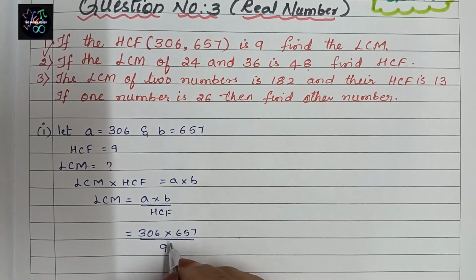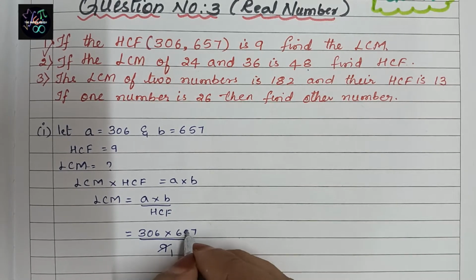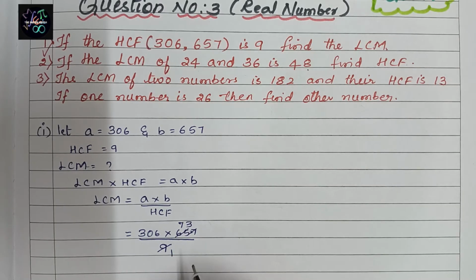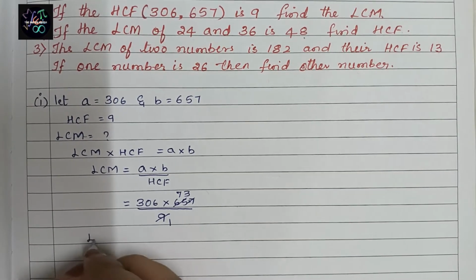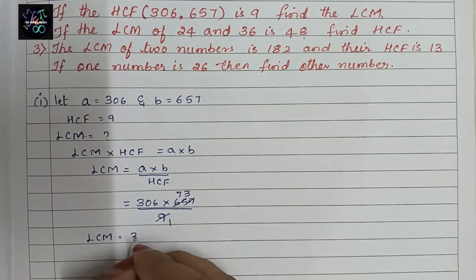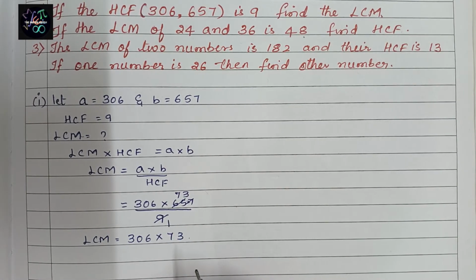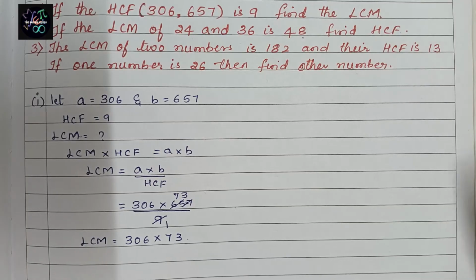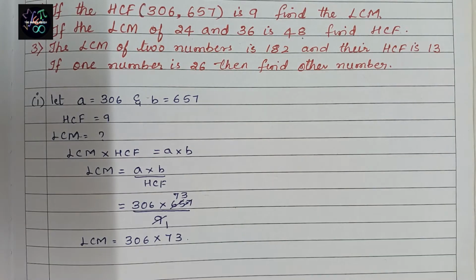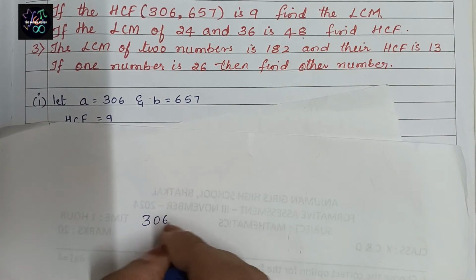9 ones are 9, 9 sevens are 63. How much remains? 2 remains. 9 threes are 27. So we got the LCM as 306 into 73. We can multiply this in a rough page and find out the value. Let me solve 306 into 73.